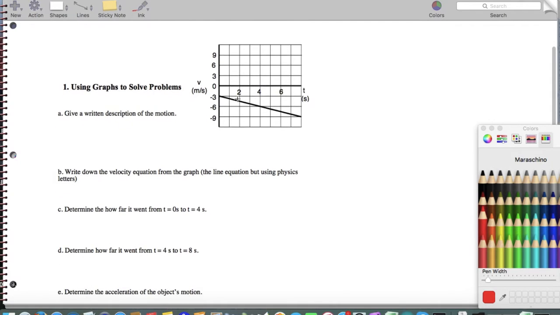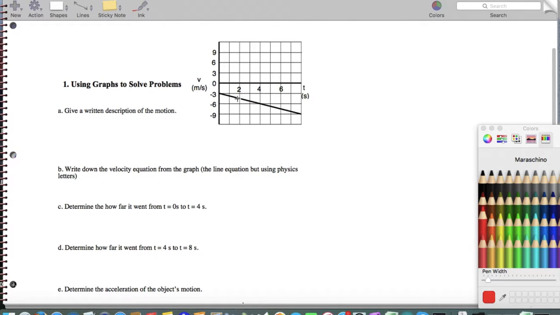Well, here we are solving this practice test. So here's problem number one. It says give a written description of the motion. Well, let's just go ahead and do that. So if we were to describe this motion by merely writing, what we'd say is this.